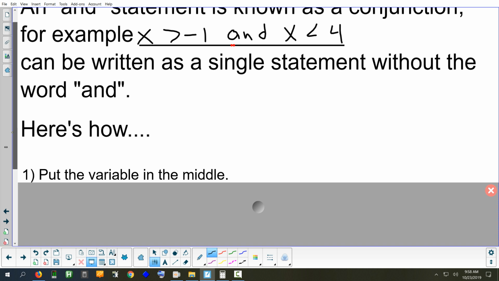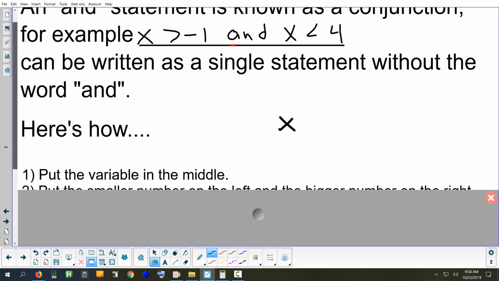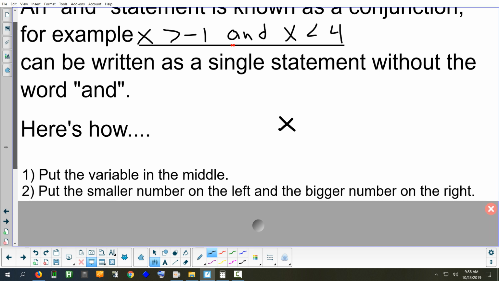Okay. What's the variable in what I've underlined? No, and is a conjunction. Yes. What's the variable? X. We're going to put the X in the middle. In a minute, we're going to have something on the left and something on the right of it. So put the X in the middle. It says, step 2, put the smaller number on the left. Put the bigger number on the right.